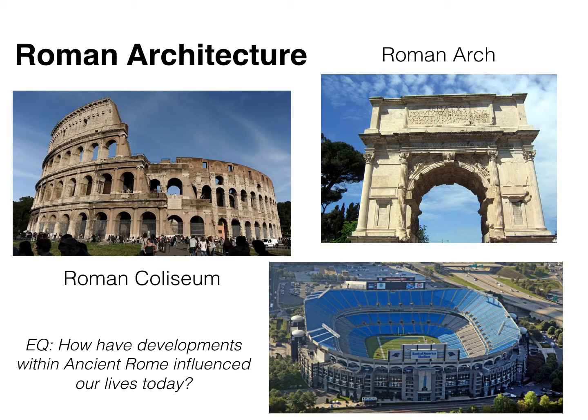Next up, we have Roman architecture. So the Romans developed the Colosseum. They developed the arch, which allowed them to create higher, more stable structures. And of course, we still use the Colosseum in buildings and structures that we create today. You see there the Carolina Panthers Stadium looks strikingly similar to the Roman Colosseum. Up at the top corner there, you see the Roman arch, which is still standing today.